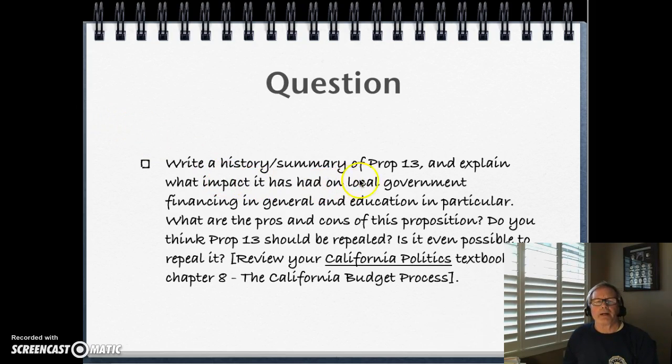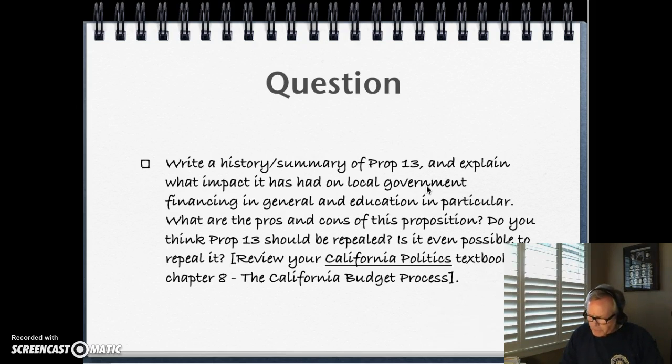Okay, so you're going to write, again, the history and summary of Prop 13. So this question has several elements to it. So you need to make sure you address each of the elements. You're going to have to explain what impact it had on local government financing in general and education in particular. So you're going to be discussing both local government and education and the impact Prop 13 had on each of those. And do you think Prop 13 should be repealed? And is it even possible to repeal it?